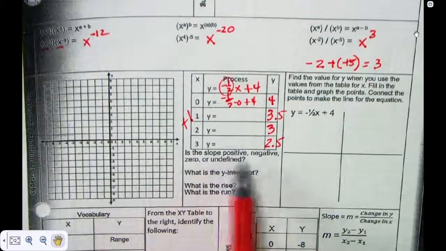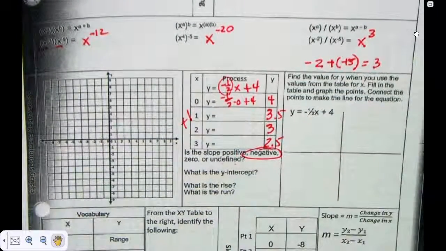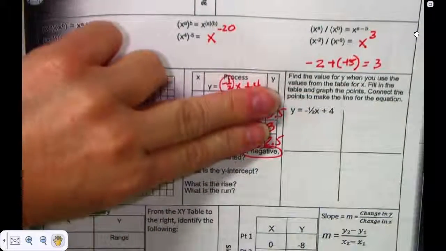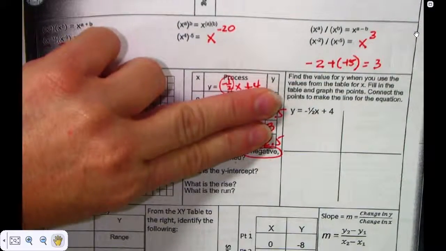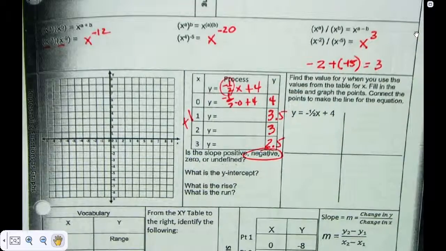Is the slope positive, negative, 0, or undefined? Why is it negative? The slope is negative 1/2. Well, the slope is negative 1/2 is what I want to hear. The slope is negative 1/2. So we knew it was negative before we ever did anything. You need to know that. The slope is negative. That's what I've asked you to remember.